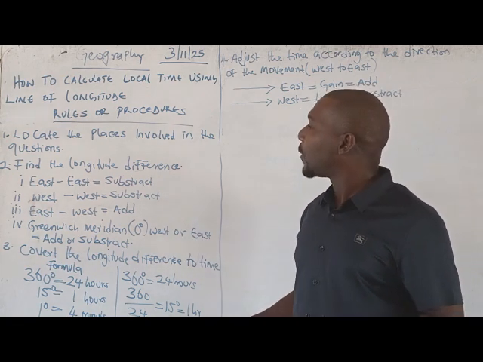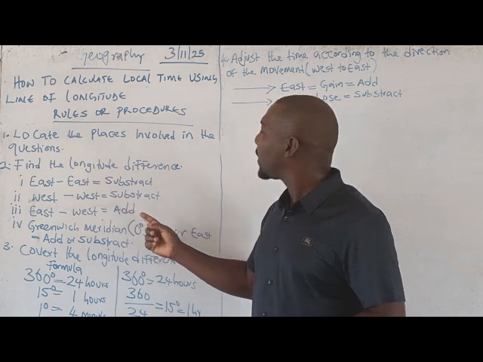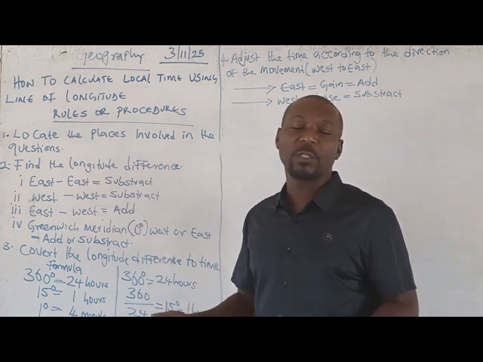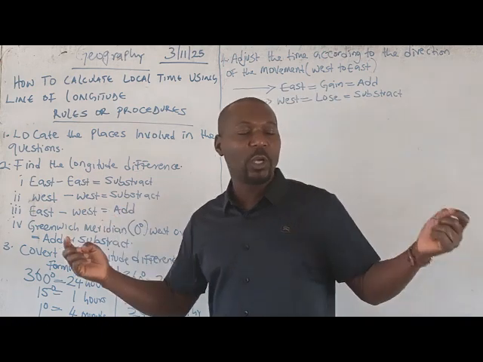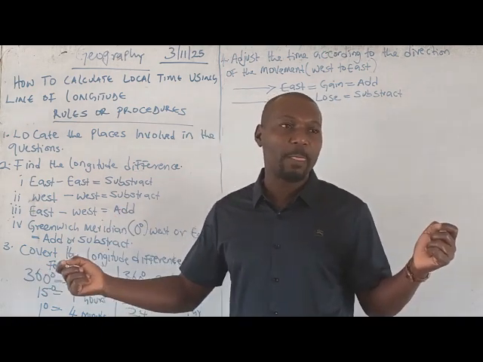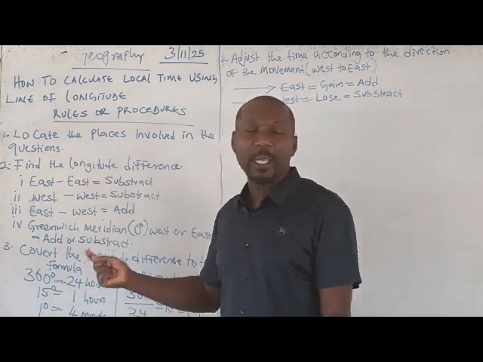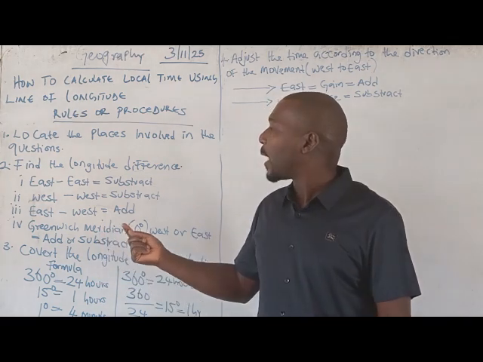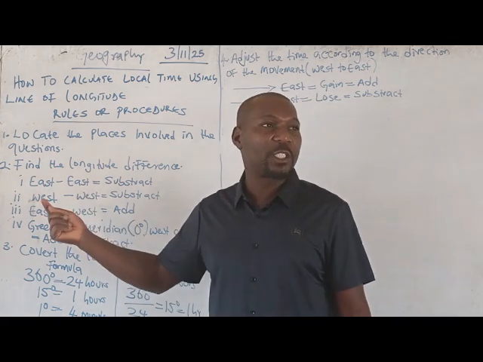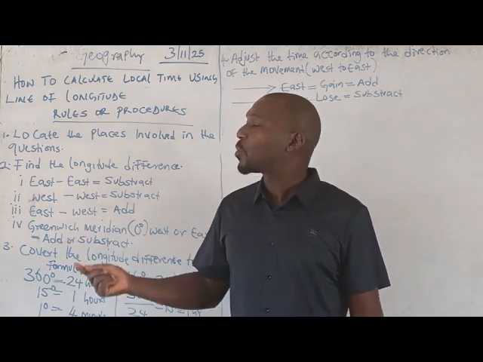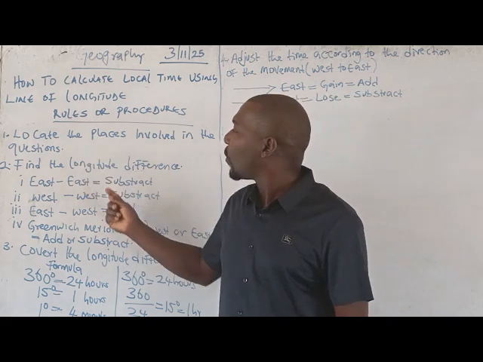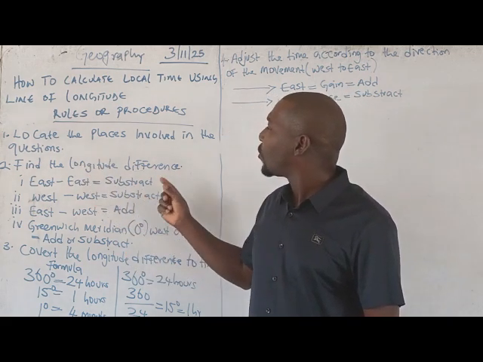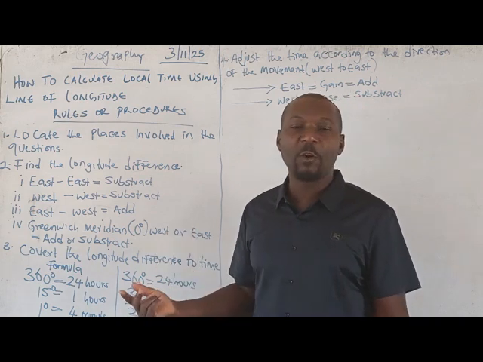Number one procedure: you are to locate the places involved in the question. A question may be given to you in which two places are given. They may ask you to calculate the local time in one country from another. So the first thing you will do is to locate the two places involved.